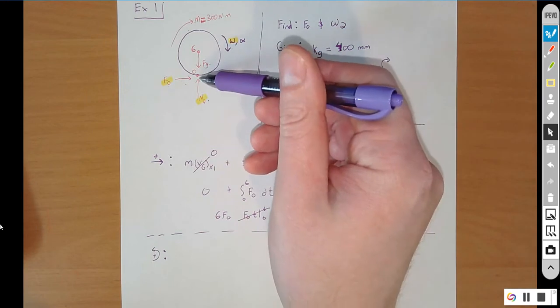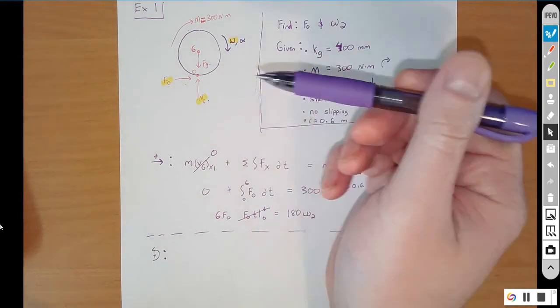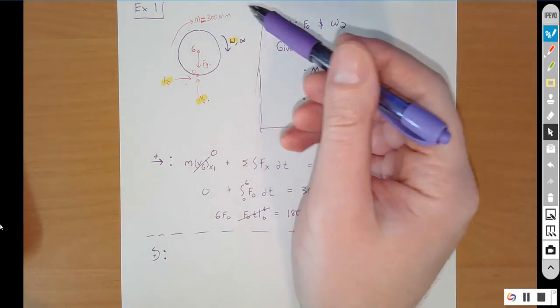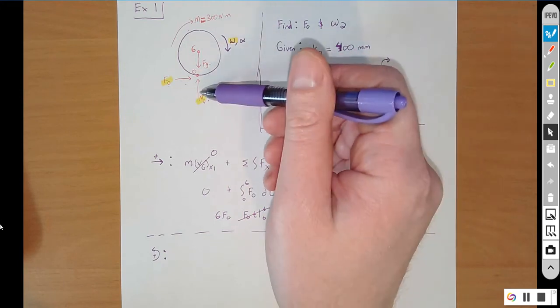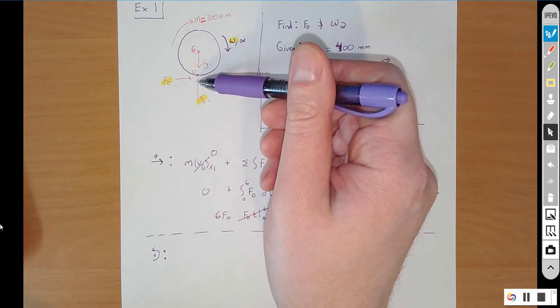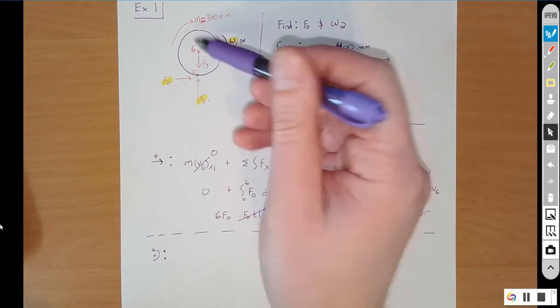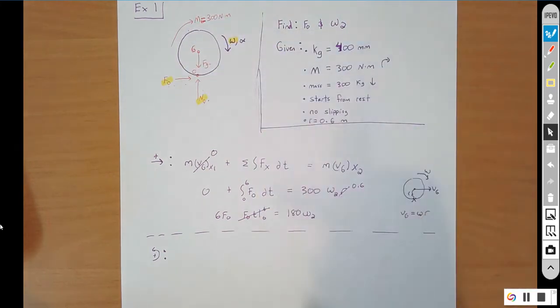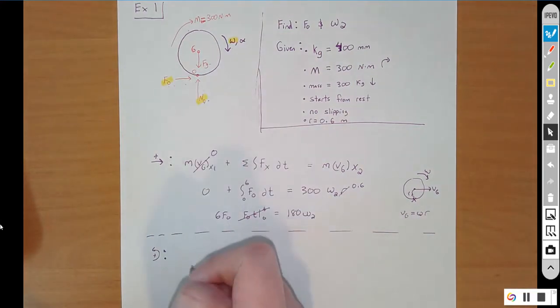If I do it about point O, then the only thing that produces a moment, because N and F both apply here, and the weight goes through it, so none of those will produce a moment. So only this 300 moment that I know. So I will find omega if I do it about the point O, the instantaneous center. So that's what we're going to do here.